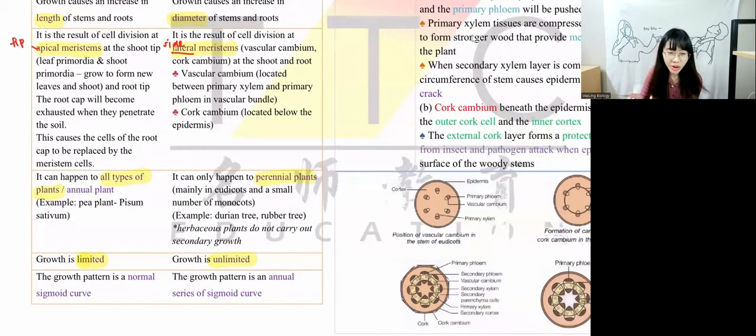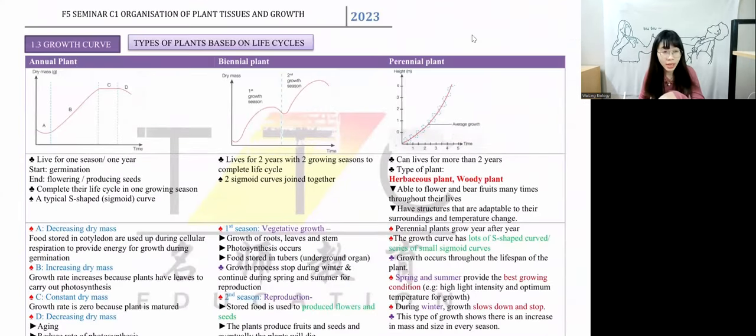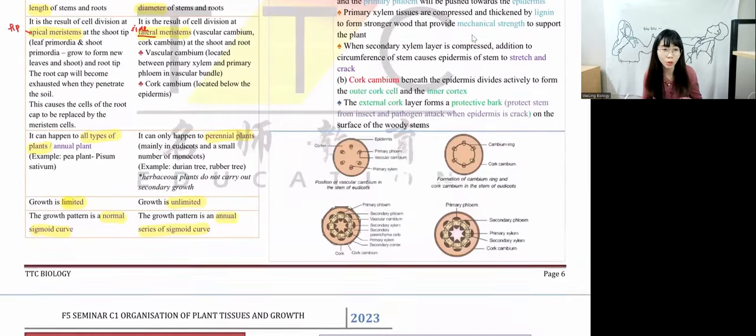In primary growth, the pattern is called the normal sigmoid growth curve. For secondary growth, it's known as the annual series of sigmoid curves. What do these two growth curves mean? At the last page of the notes, there is a curve over here, right? This is a curve that we're going to learn later. What is the annual series of growth curve? I will show you later.